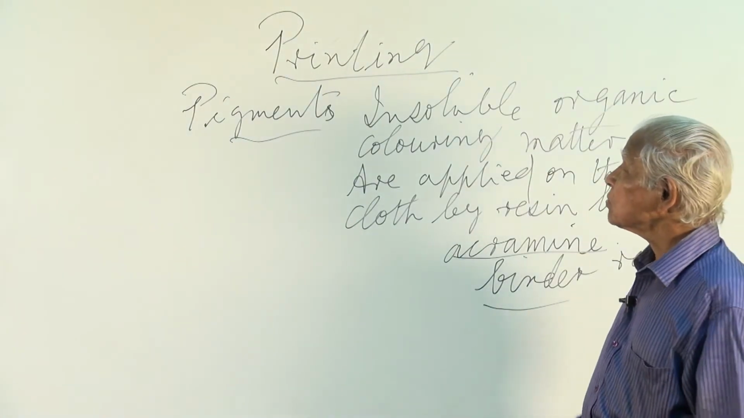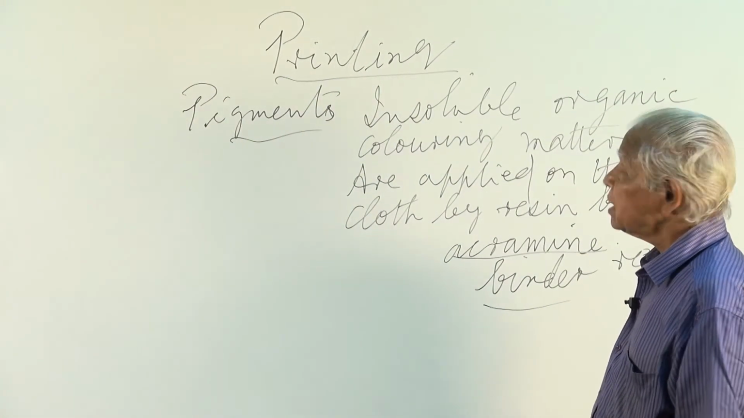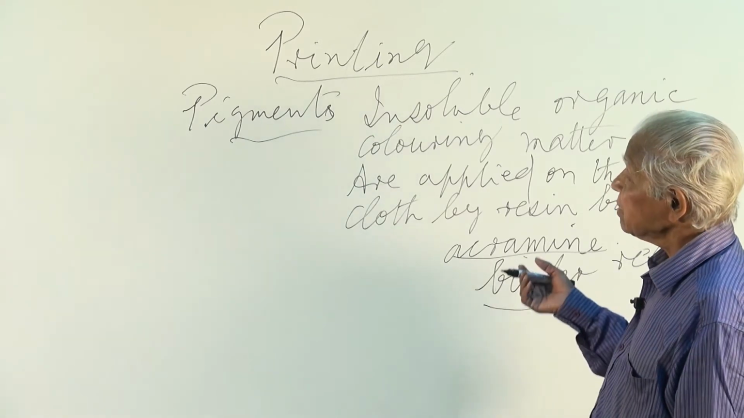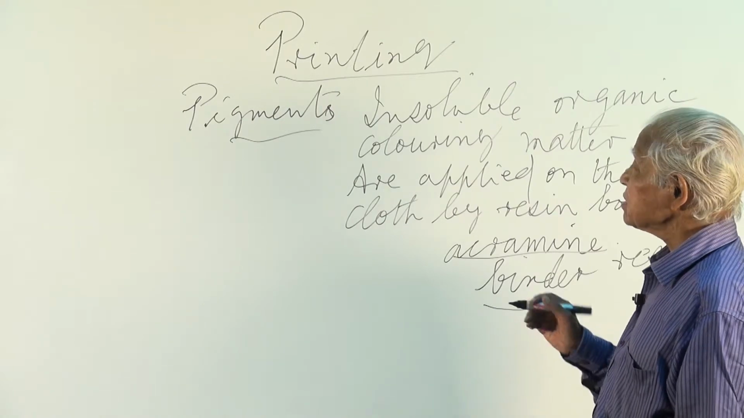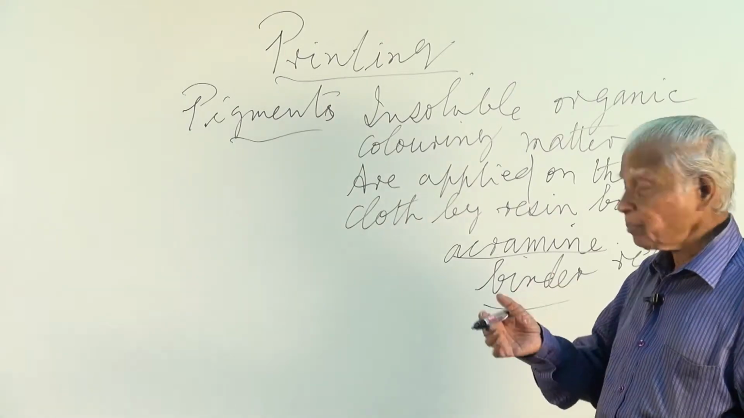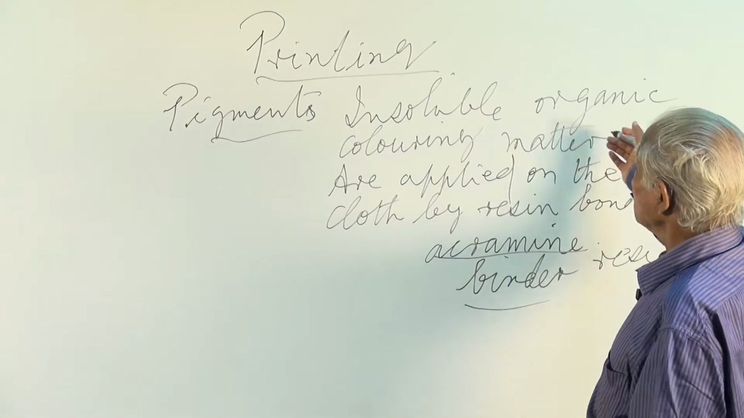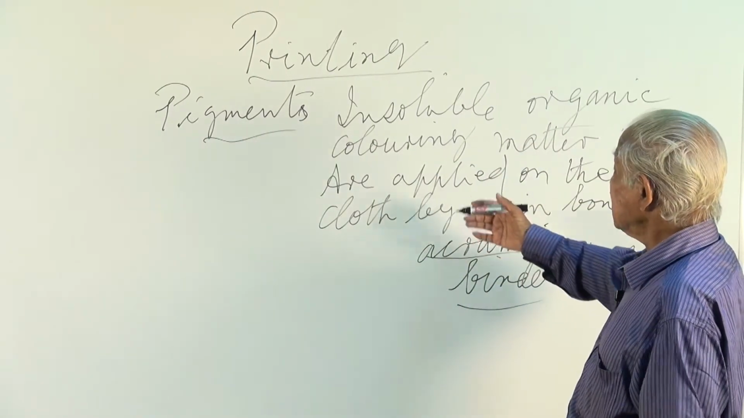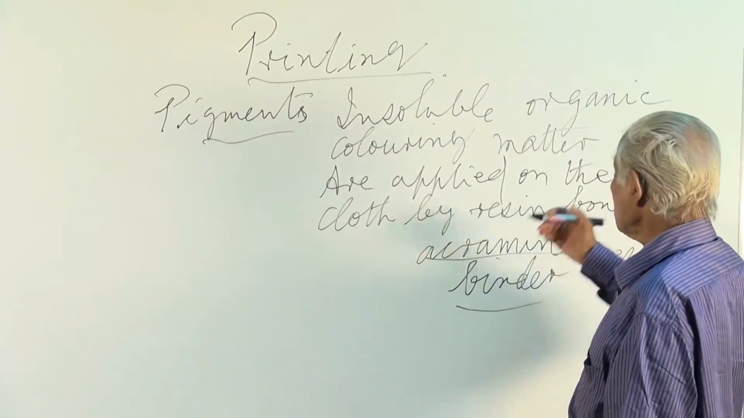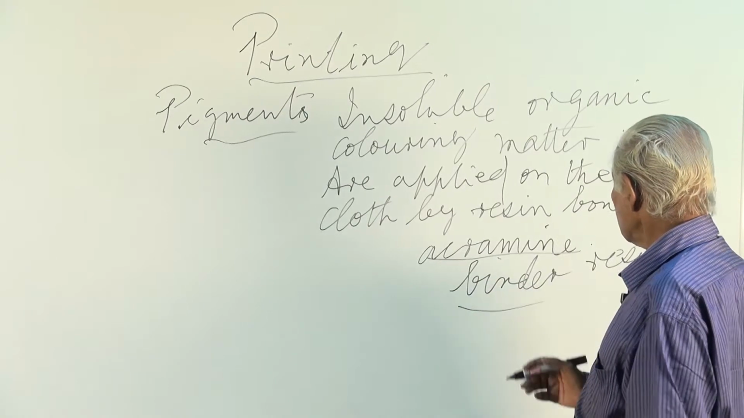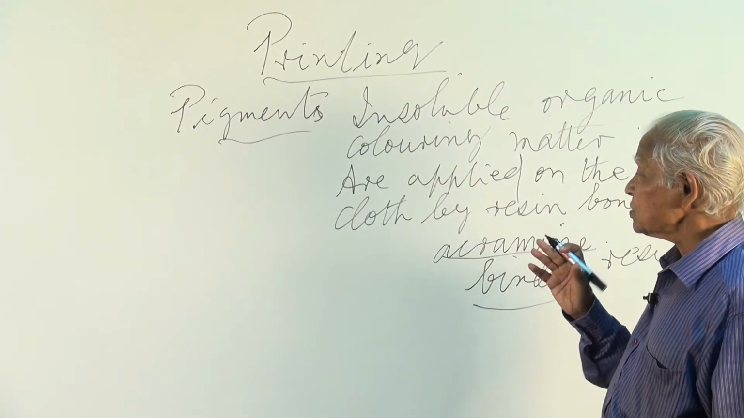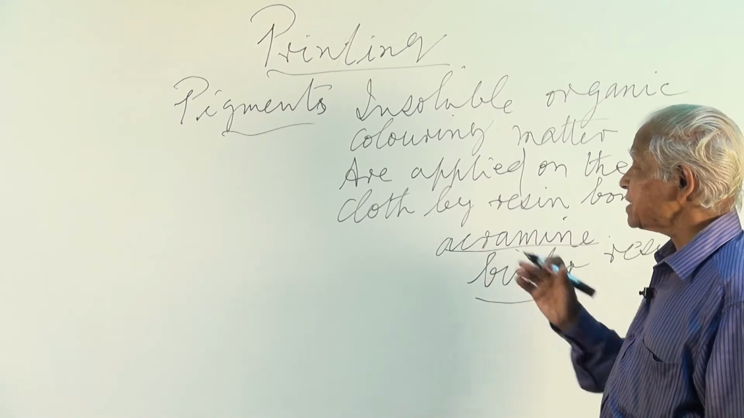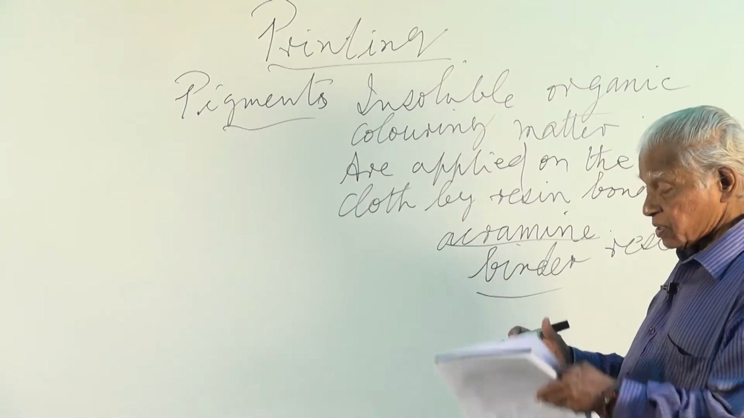Let us talk about the printing. Generally in printing, both pigments and dyes can be used, but pigments are used in view of the fact that they are cheaper. They are insoluble organic coloring matter and are applied on the cloth by resin bonding, and acrylamide binder resin is normally used. So when resin is used, then this pigment remains in that resin and then it functions.